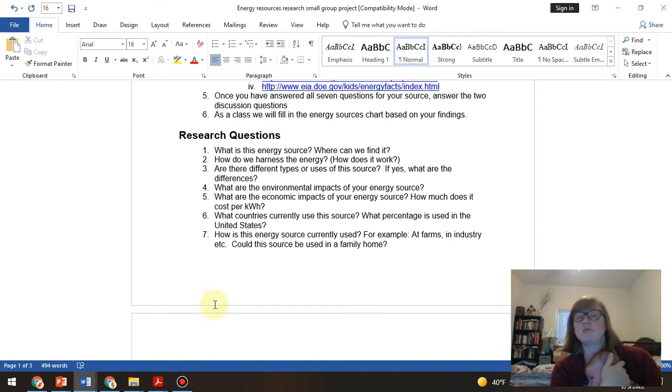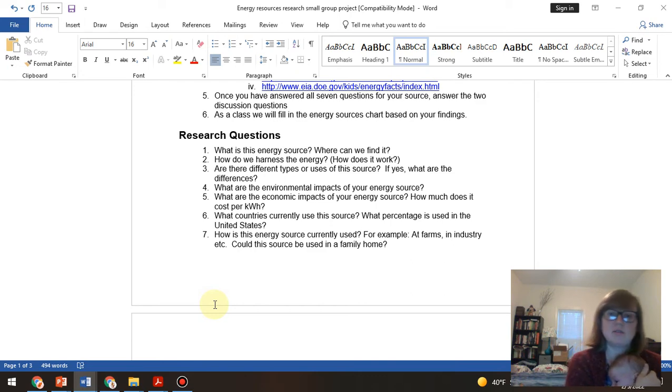How is the energy source currently used? Is it in farms, in industries, at home? It's part of the electrical grid. And could this be used in a family home? Those are your research questions.